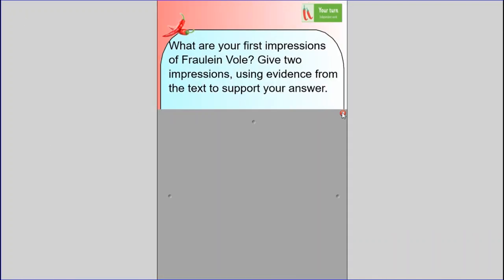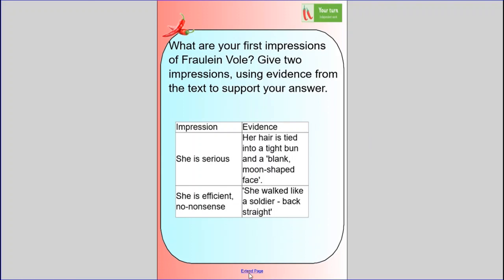And then Chili 2, you might have decided to write your answer in the format of a table. So the first impression, you might have put she is serious. We know this because her hair is tightly tied into a bun and she's got a blank moon-shaped face. So her face is blank, there's no expression on her face. And the second impression, you might have put she is efficient and no nonsense. And this is shown in the fact that she walks like a soldier and she's got her back straight, so she means business.